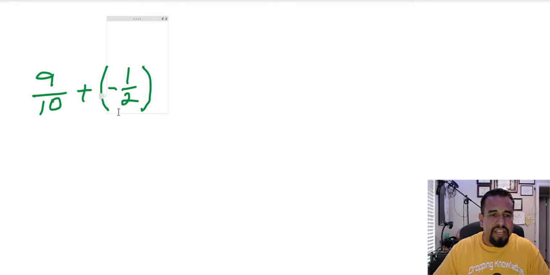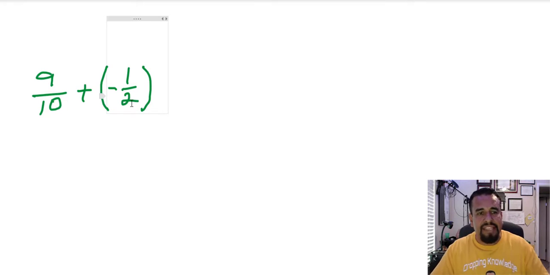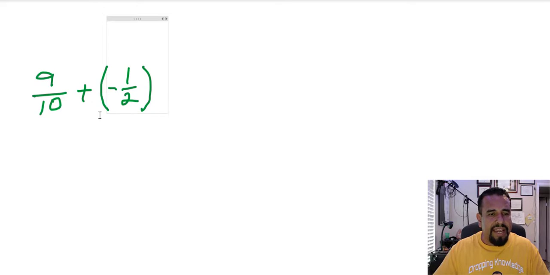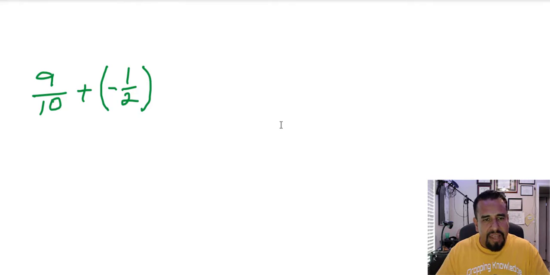And we're trying to convert this. Remember, we want to look at the small denominator and see if we can make it like the large one. In this case, once again, yes, we can. So this 2 can become a 10 by multiplying it times 5. So let's go ahead and do that. We're going to multiply here by 5. We're going to multiply here by 5.